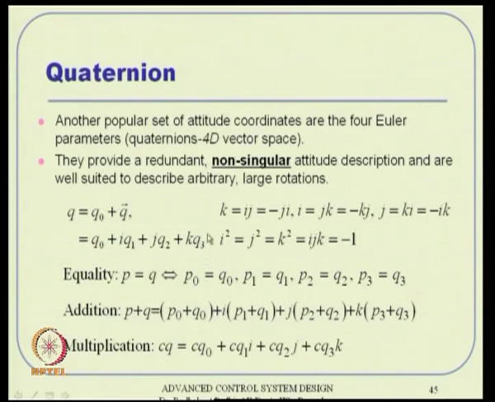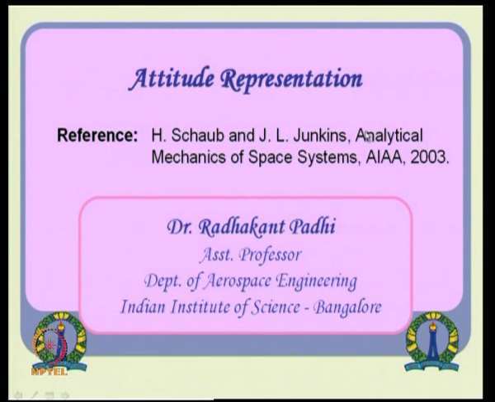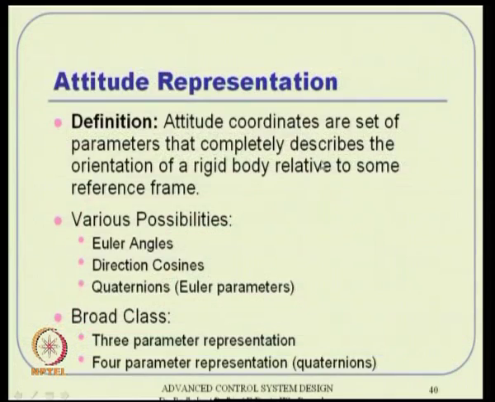Now, going back, this is the quaternion form: q0 plus q bar, which consists of q1, q2, q3, and then there are i, j, k, where the square of each, and i times j times k, are all equal to minus 1. There is some neat algebra associated with that. There are various further things, like equality. Some of you who are interested can see this particular book which I have taken this from, Analytical Mechanics of Space Systems. This is a nice chapter for all this.